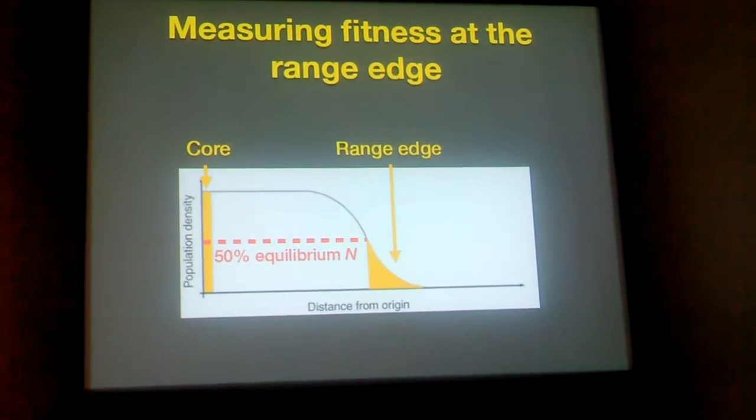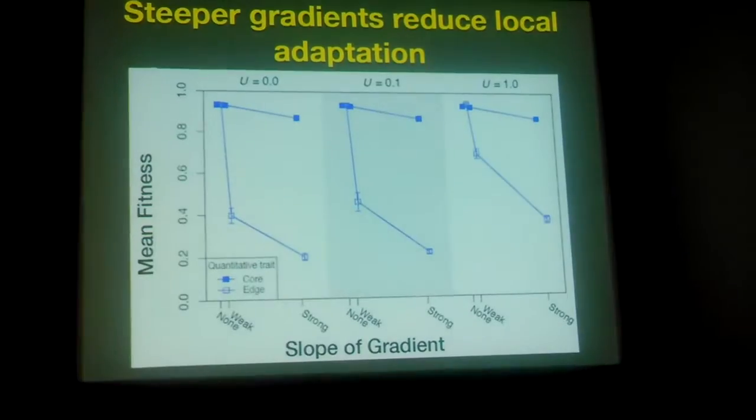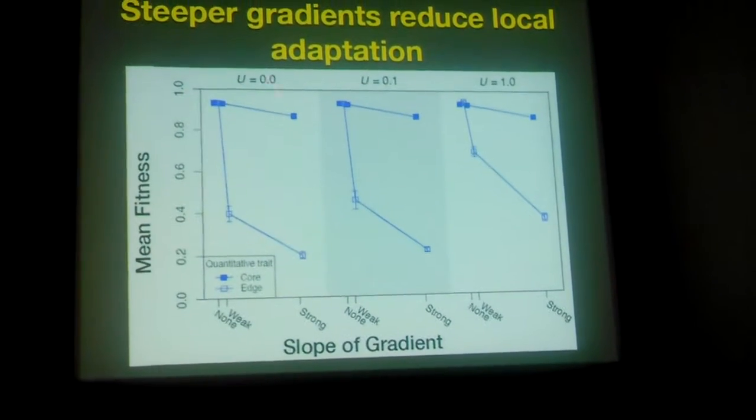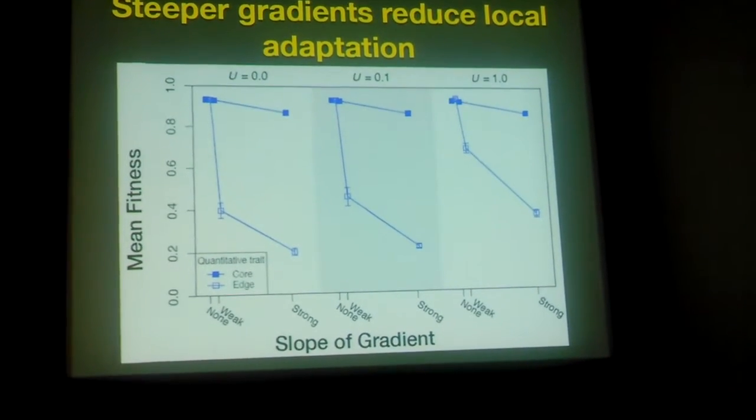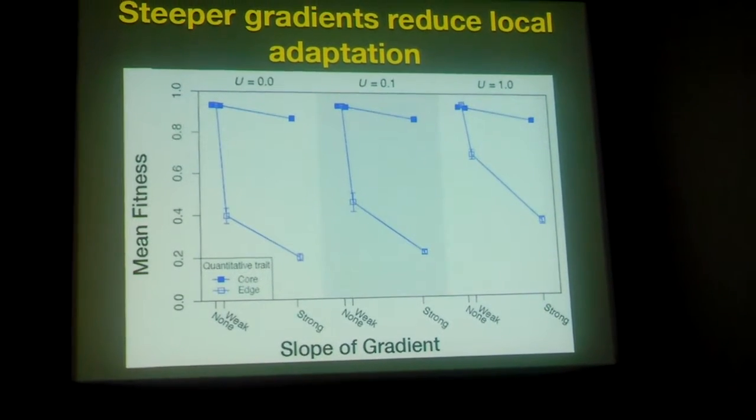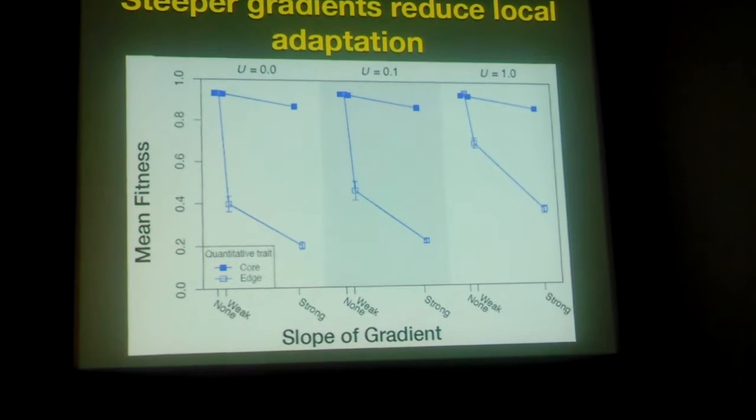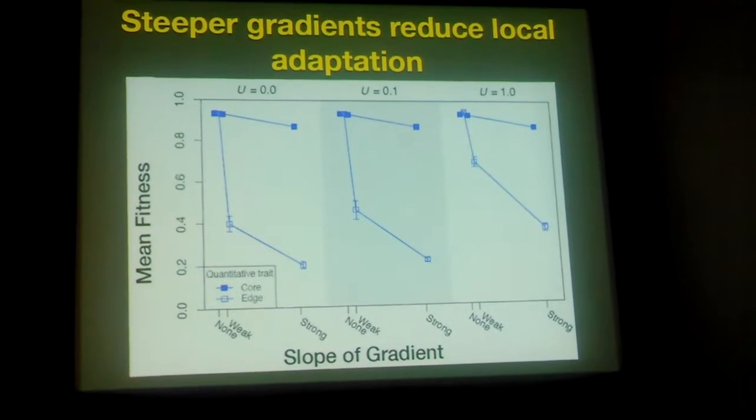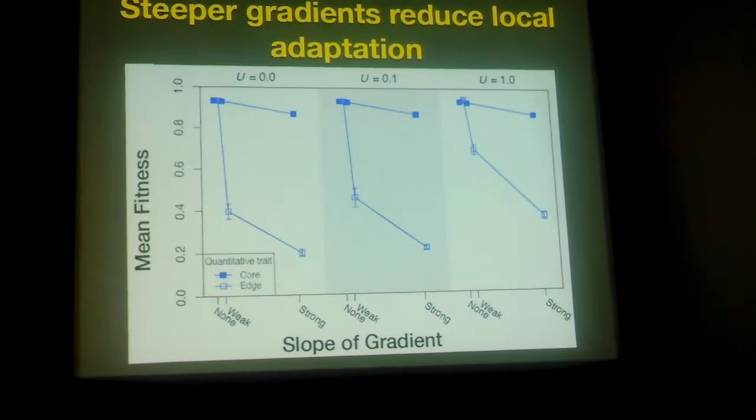So I'll go through the results first for the quantitative trait. If we look at that, we have the fitness on the y-axis here. We have our three different deleterious genome-wide mutation rates in each panel, and then within a panel we have our three levels of gradient. The first point we see is that if we compare the core, the solid points, to the range edge, the presence of a gradient reduces fitness at a range edge. The steeper your gradient is, the more severe that reduction in fitness is.